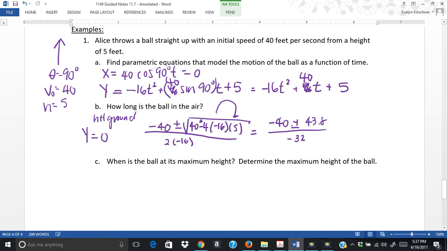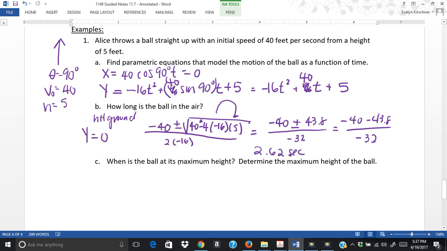So I look at this, and if I use the plus sign, this will be positive, this will be negative, and I don't want that. So I'm going to use the one that's negative 40 minus 43.8 over negative 32, because that'll end up being a positive number, and I get it's going to be up for 2.62 seconds.